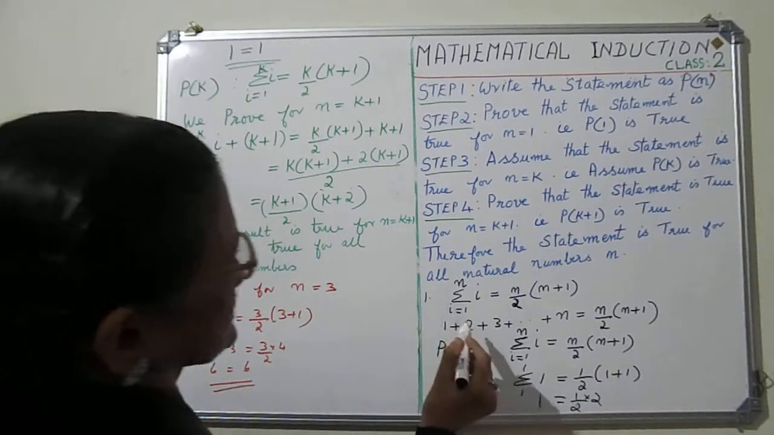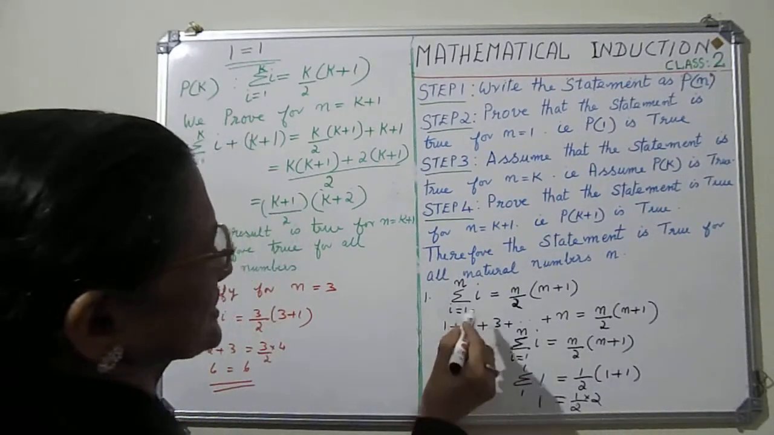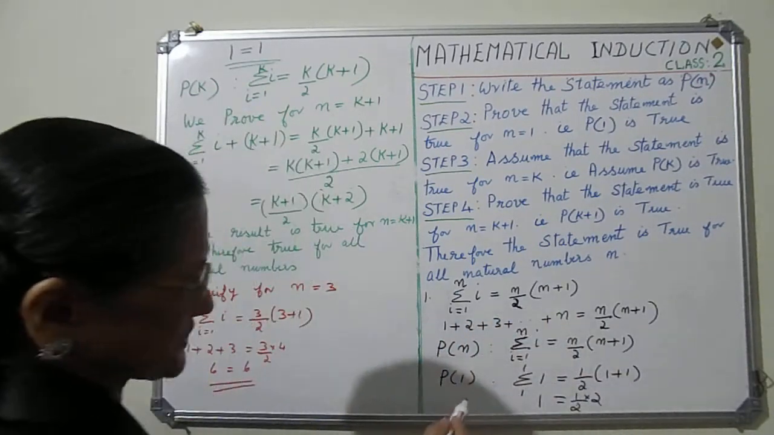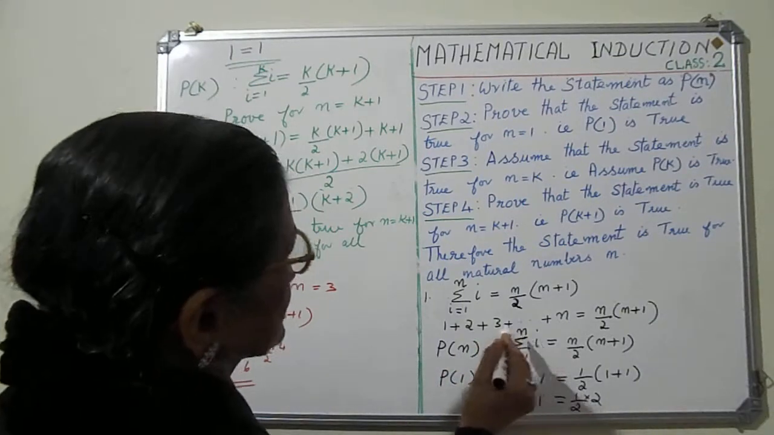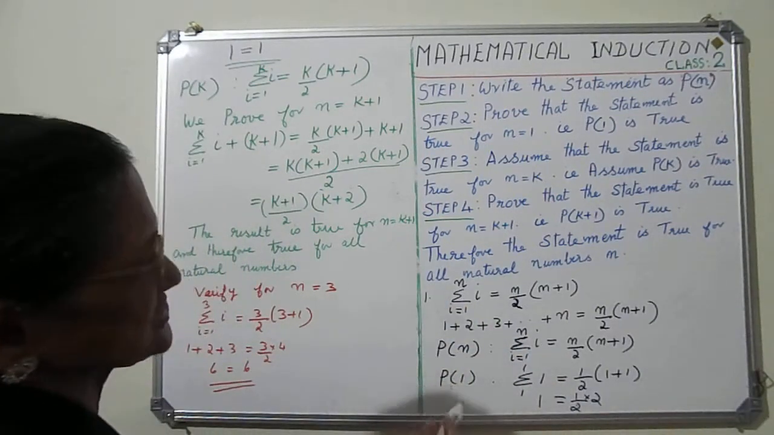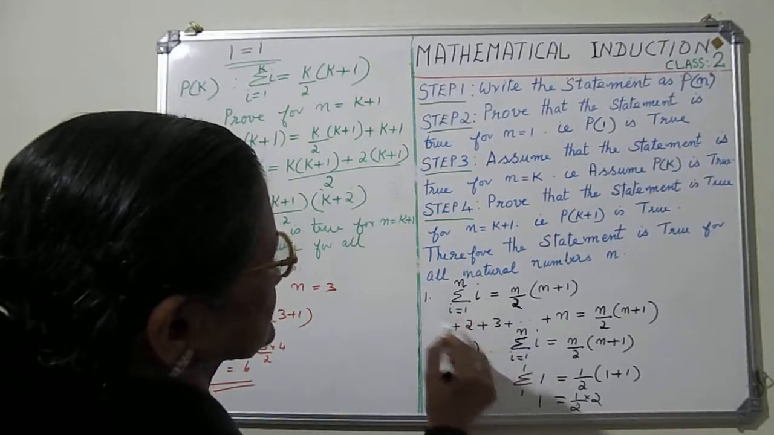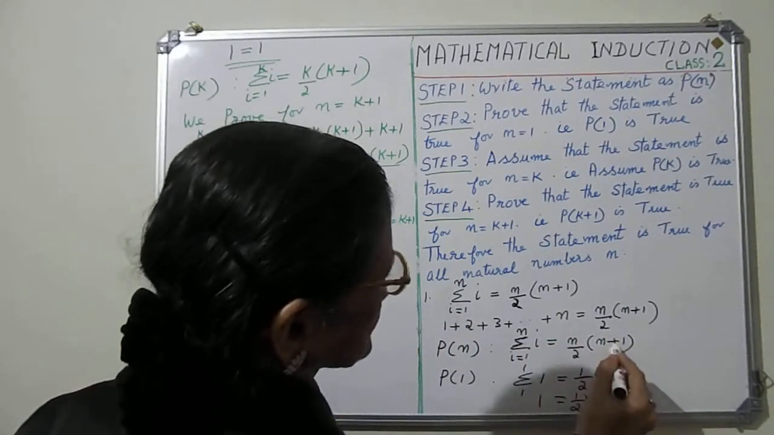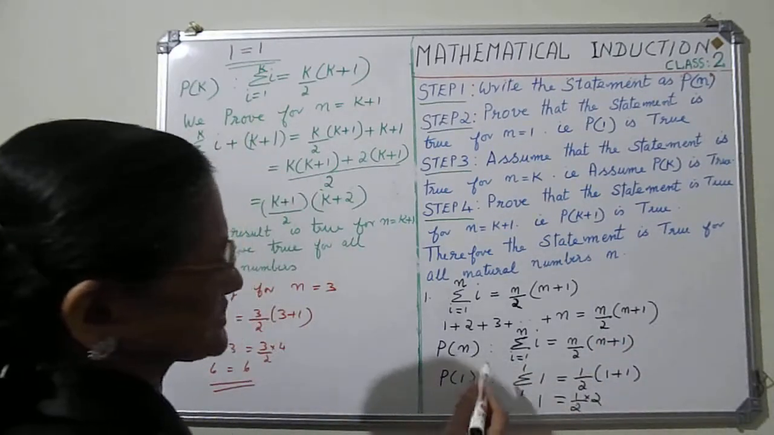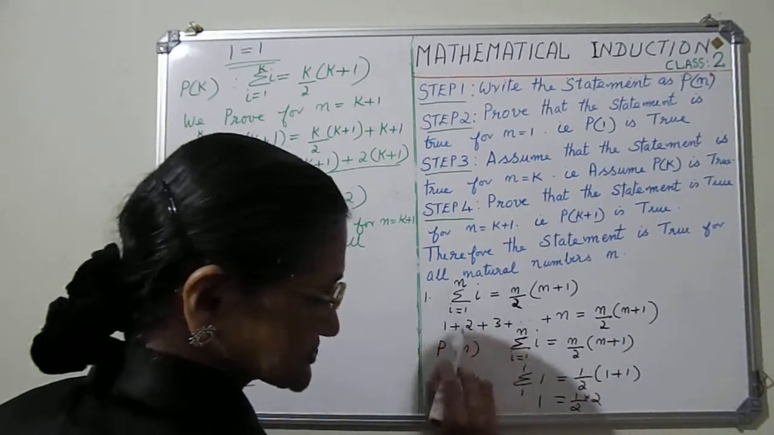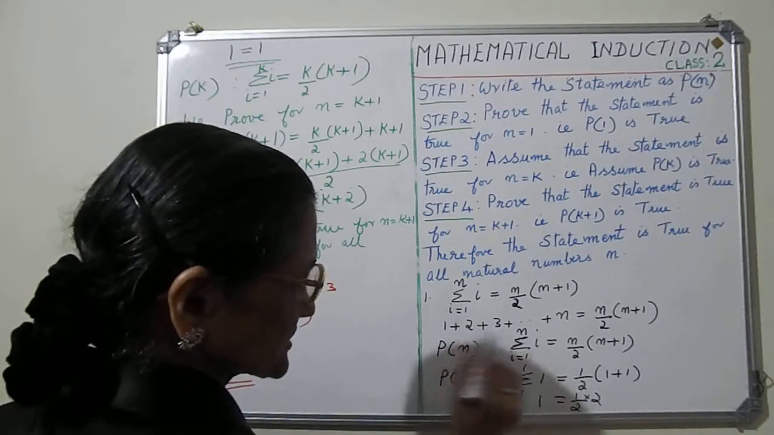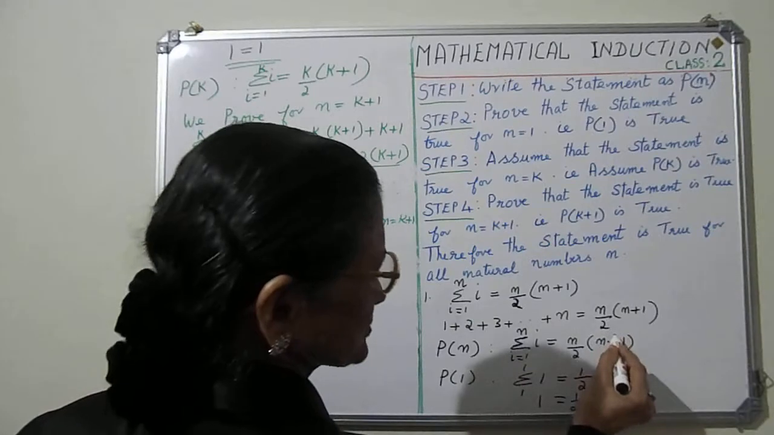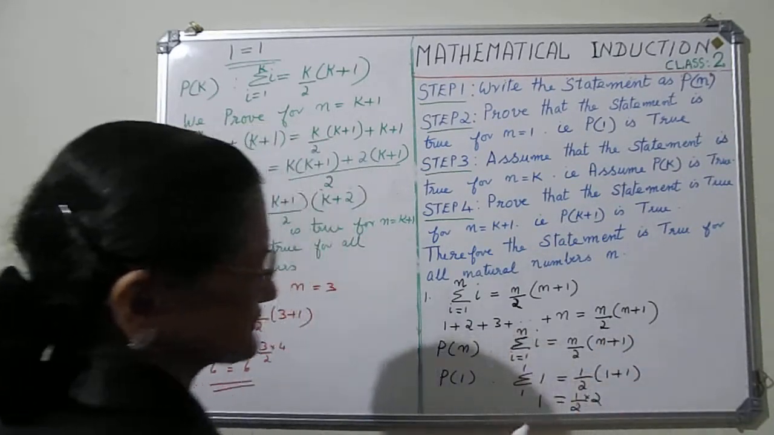Let's see the question. Sigma i varying from 1 up to n of i is equal to n by 2 times n plus 1. How will we prove this question? By the principle of mathematical induction. When I expand the sigma notation, this is equal to 1 plus 2 plus 3 plus etc. plus n is equal to n by 2 times n plus 1. That is, this is the sum of the first n natural numbers. We can write the question in the other way also. Prove that the sum of the first n natural numbers is equal to n by 2 times n plus 1.